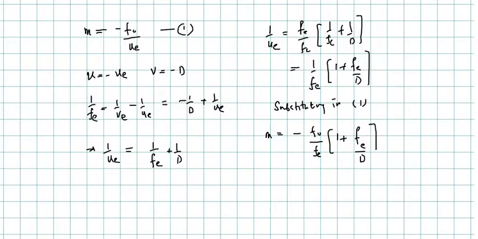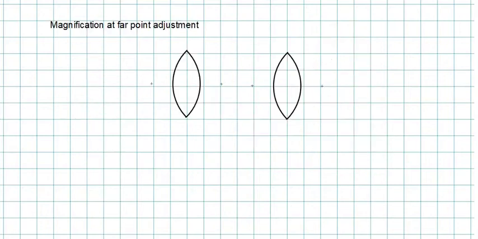So this is the magnification of the astronomical telescope in near point adjustment. Okay. Now the magnification at far point adjustment, also known as normal adjustment. Okay, also known as what? Normal adjustment for astronomical telescope.